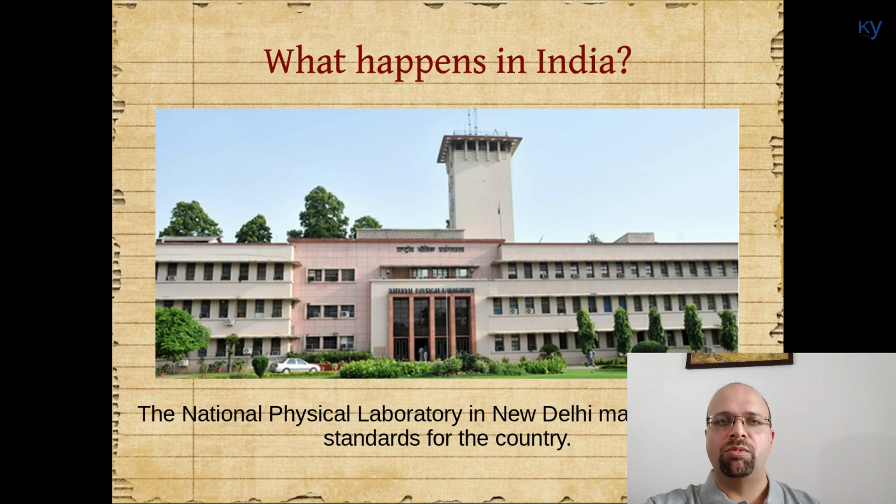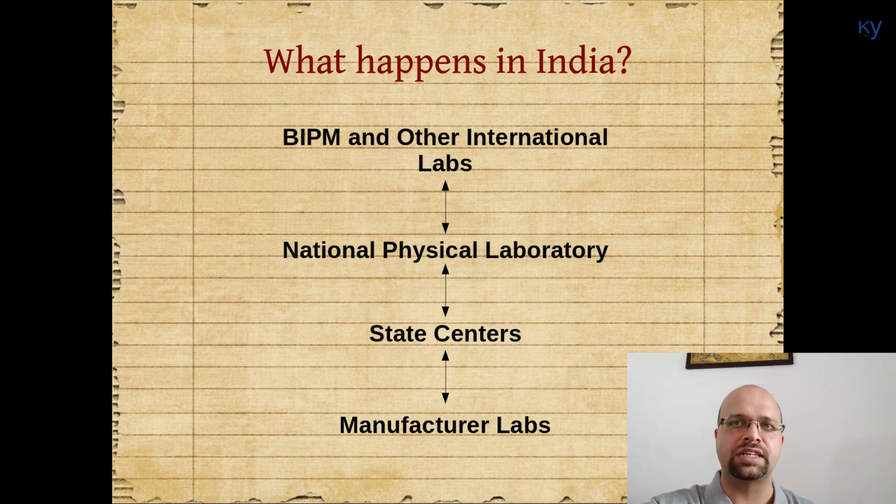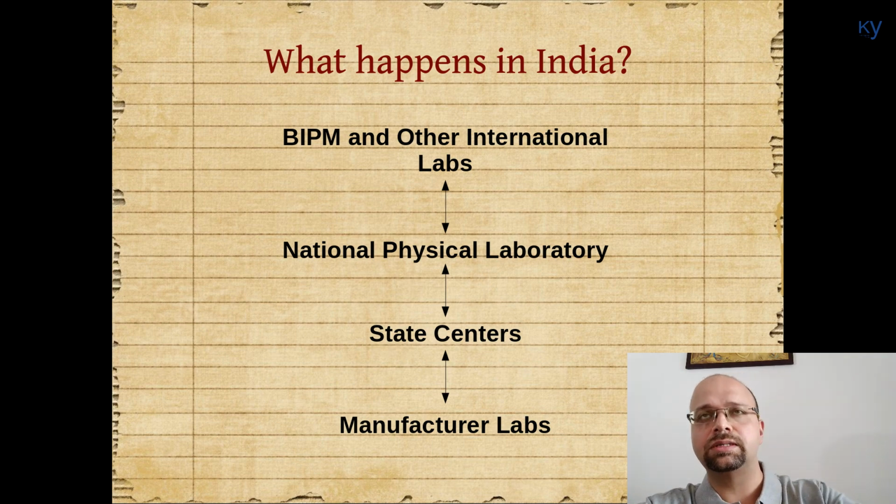Okay, so let's wind this up by talking about what happens in India. There is an institute known as the National Physical Laboratory, which is in charge of maintaining the standards of length in our country. The National Physical Laboratory interacts with BIPM and other international labs at the international level. At the state level, there are some state centers with which this interaction takes place, and any manufacturer of instruments has to calibrate against the state centers. So this is what happens in India as far as standardization of any measurement is concerned.